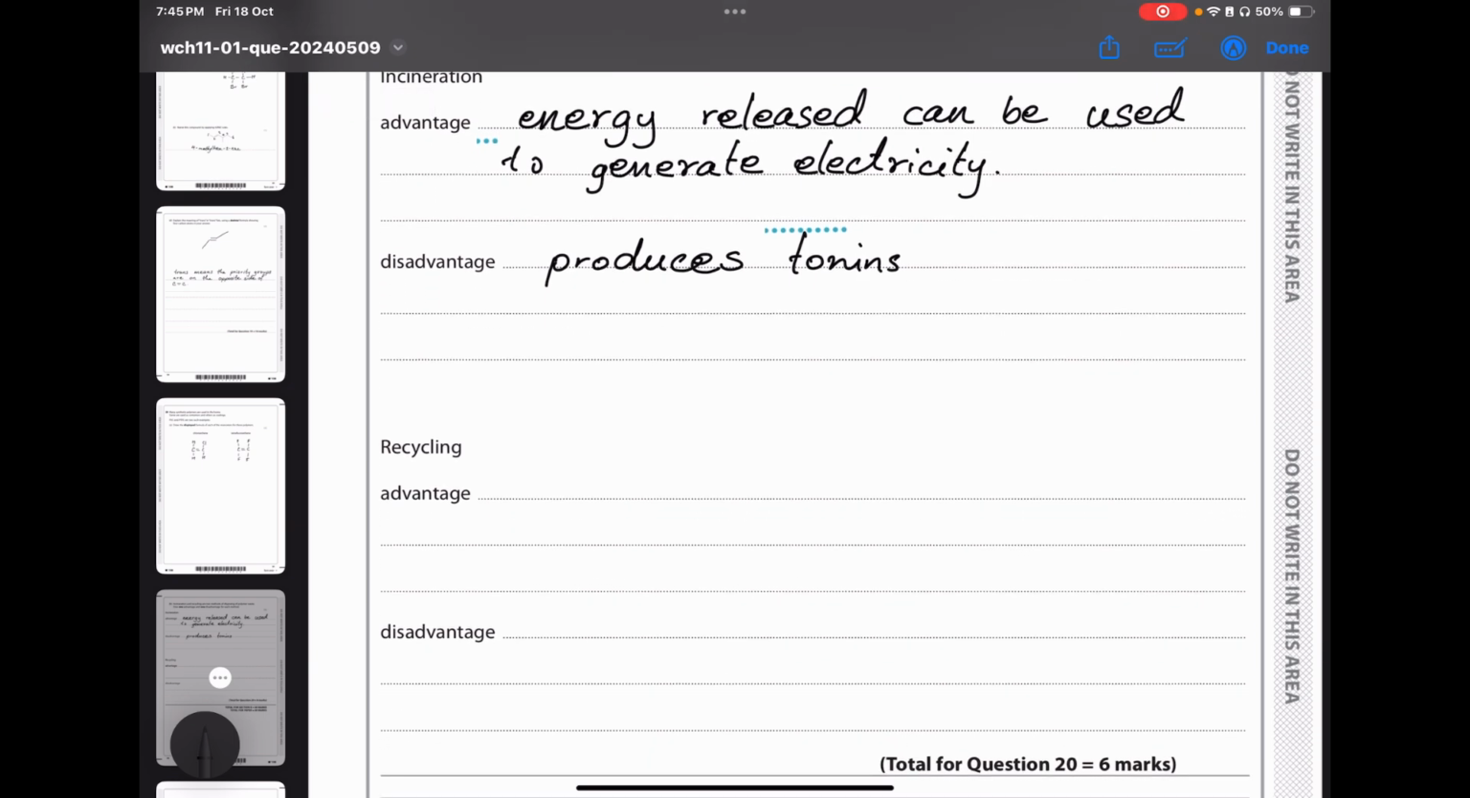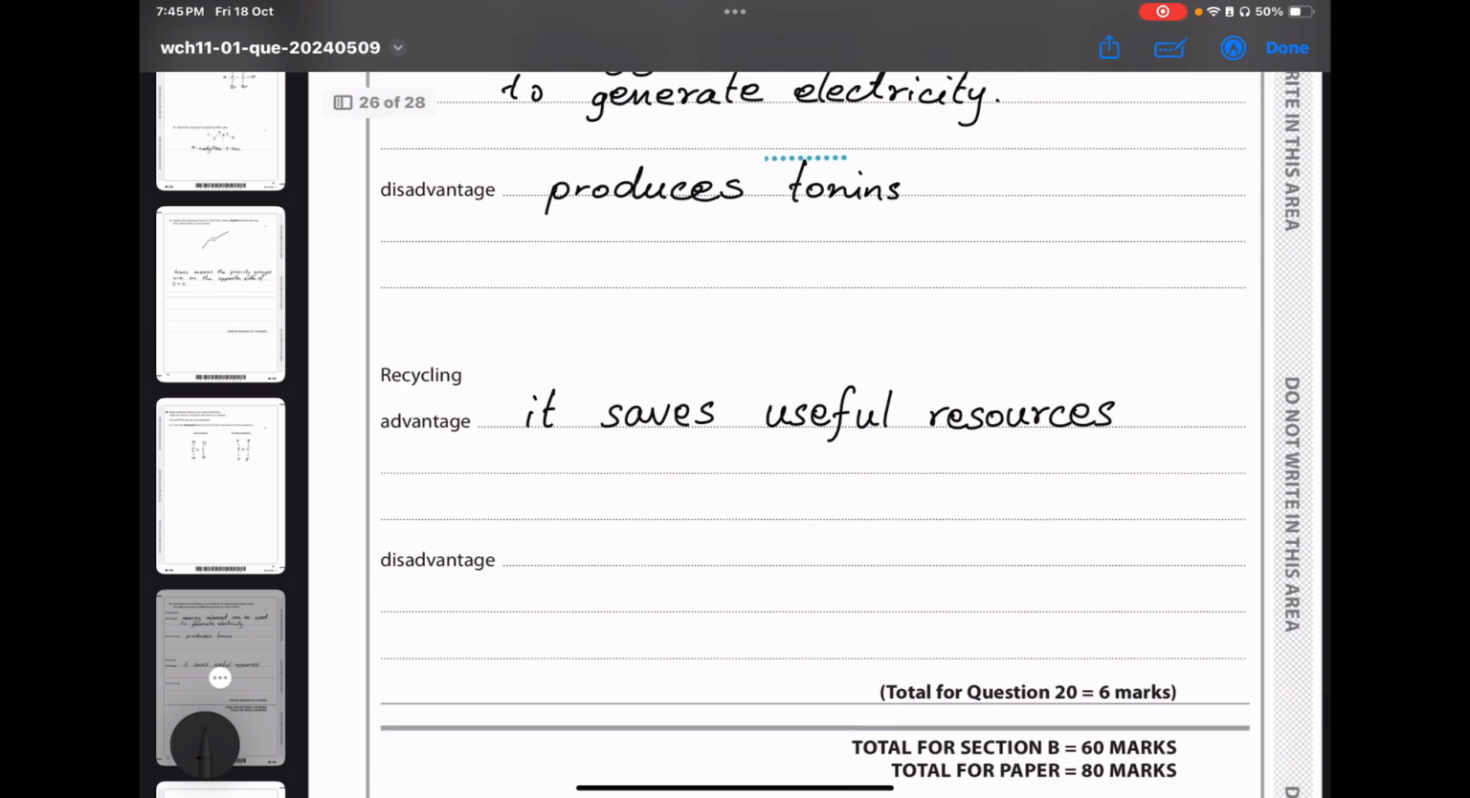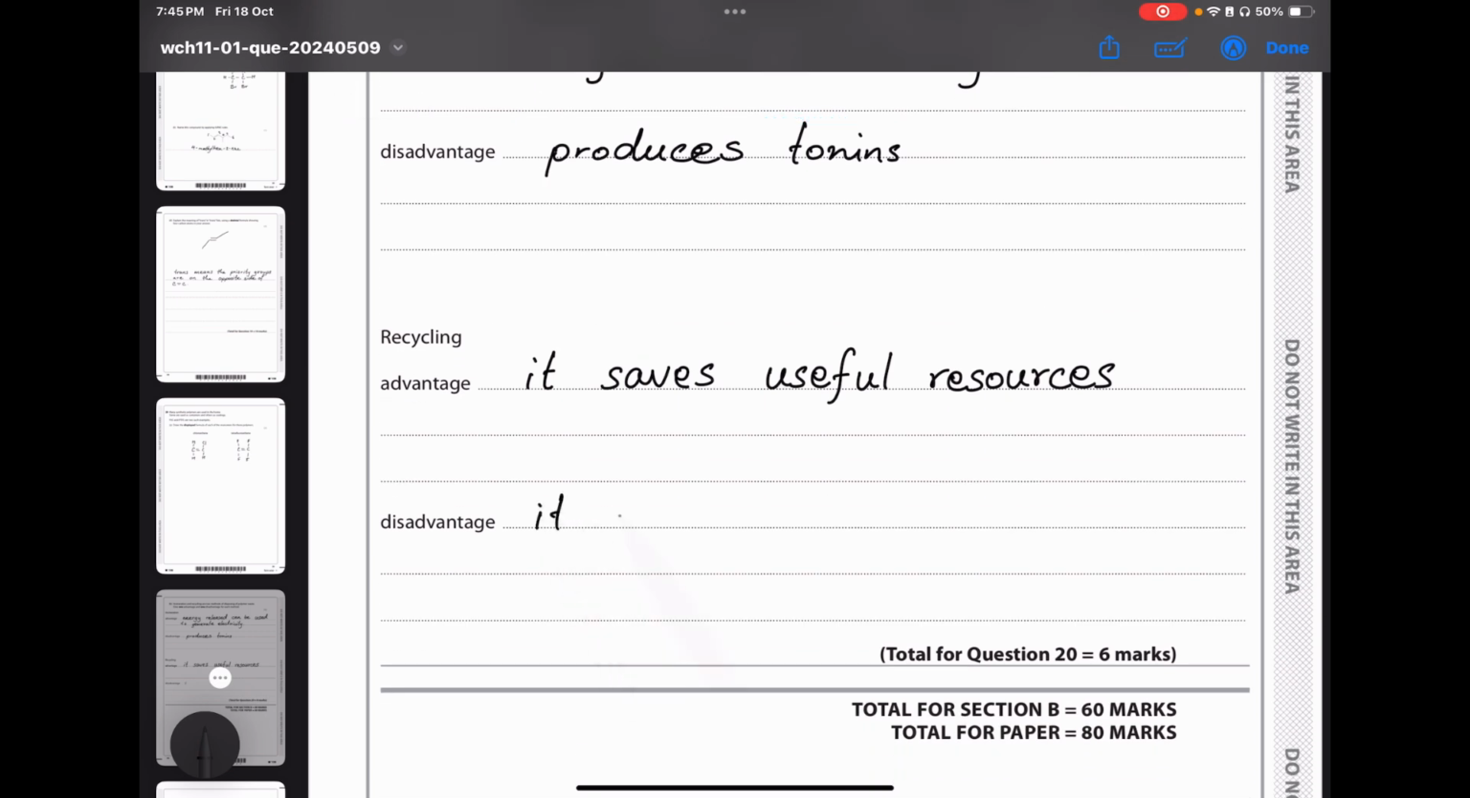Recycling advantage is it saves useful resources. Okay, useful resources are going to be saved, and the disadvantage is going to be it is very expensive. It's a very tedious process to sort out the polymers and stuff, which makes it more expensive, right?